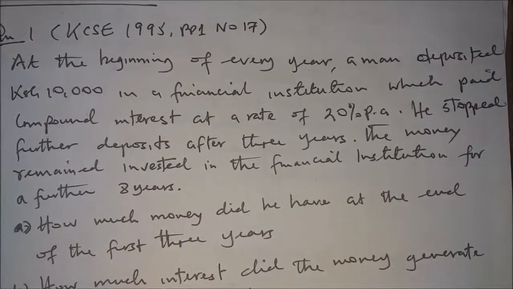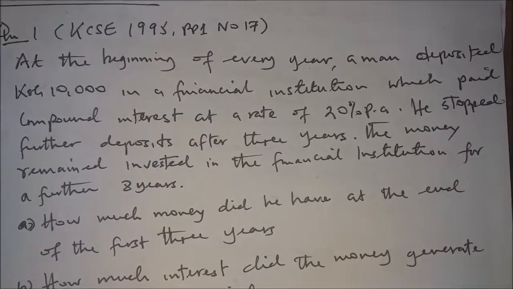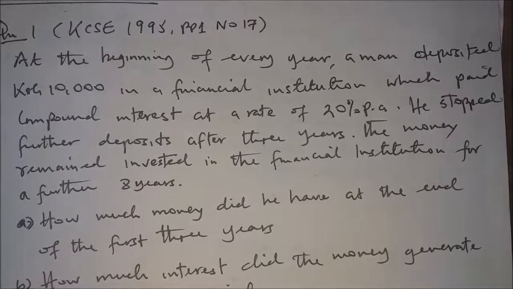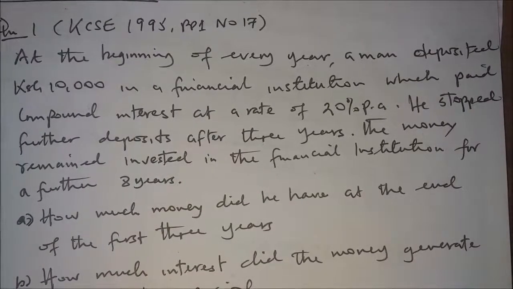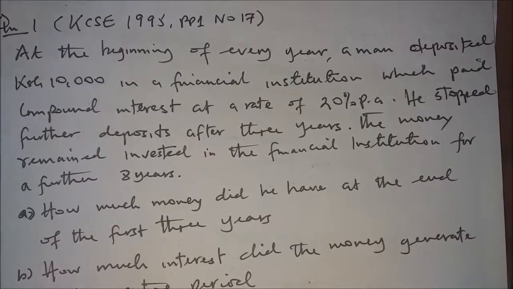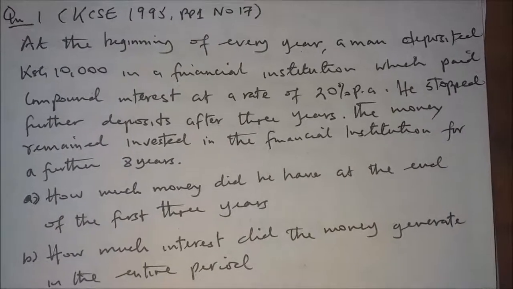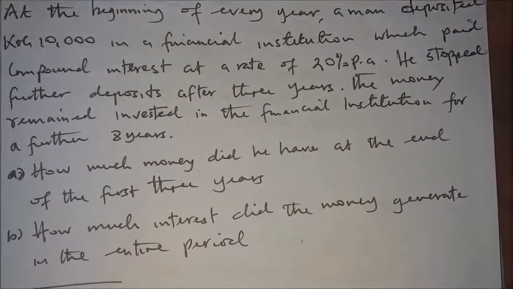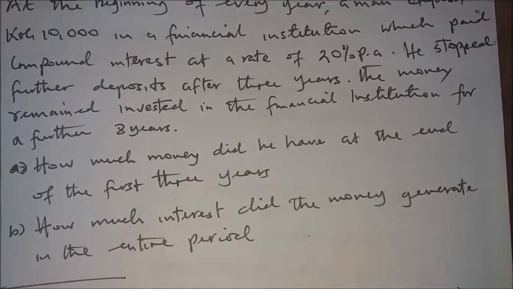At the beginning of every year, a man deposited Kenya shillings 10,000 in a financial institution which paid compound interest at a rate of 20% per annum. He stopped further deposits after 3 years. The money remained invested in the financial institution for a further 8 years. (a) How much money did he have at the end of the first 3 years?